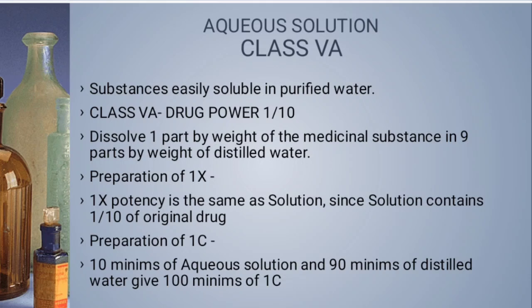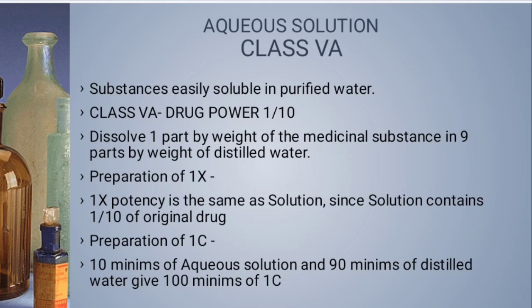Okay, for the decimal scale, what will we take? As the drug power is 1 by 10, it is already 1x potency. The same I told during class 4, it is the same in class 5 also. So for succeeding potencies, meaning for 2x, 3x, what will we take? 1 part of the 1x and 9 parts of vehicle, and with 10 downward succussions we will get the next succeeding potencies.